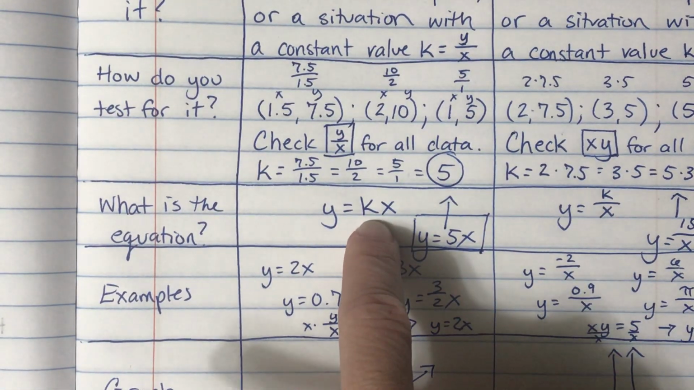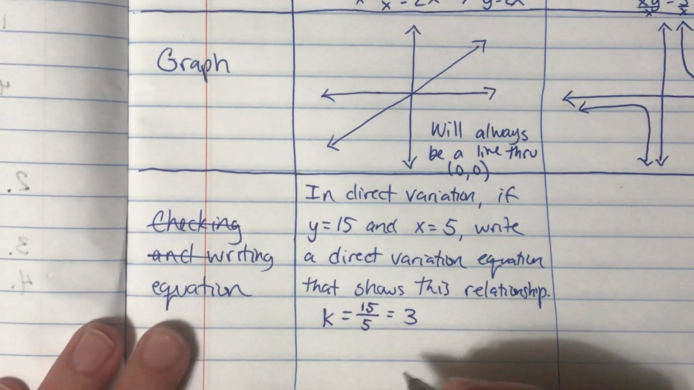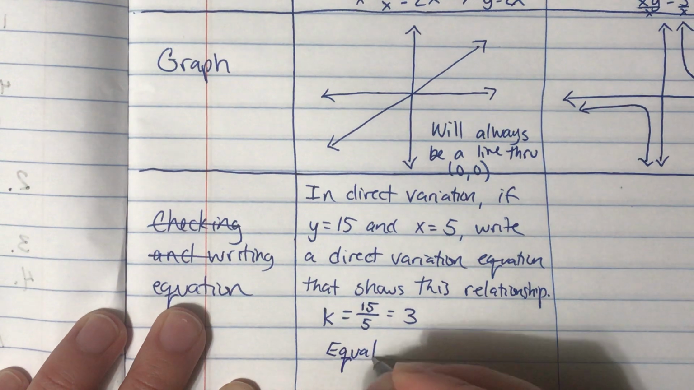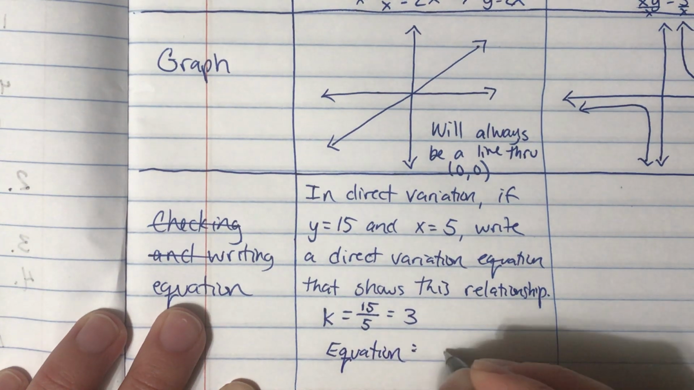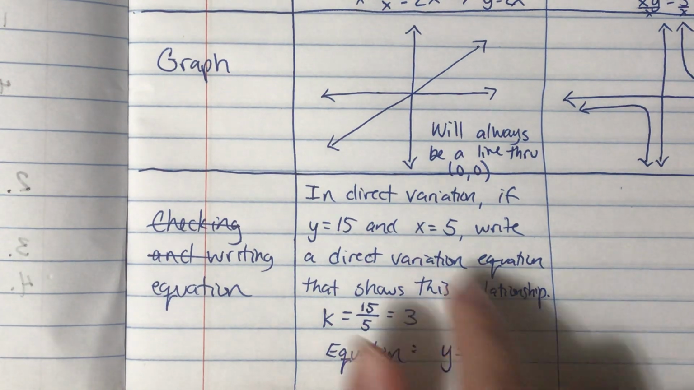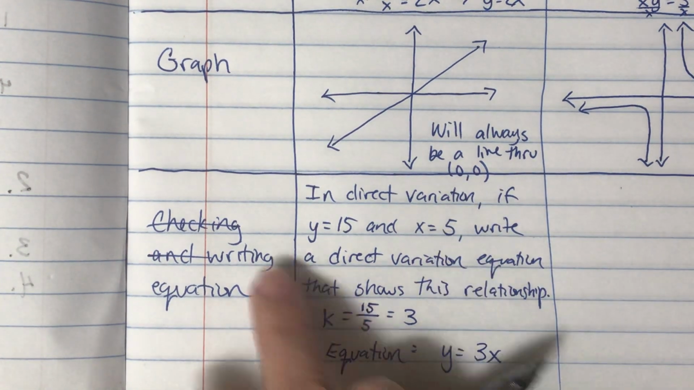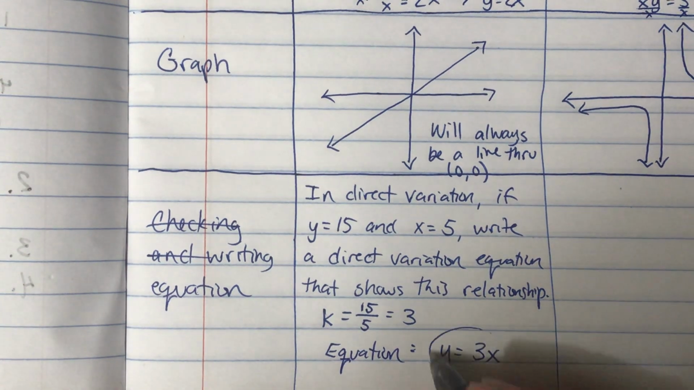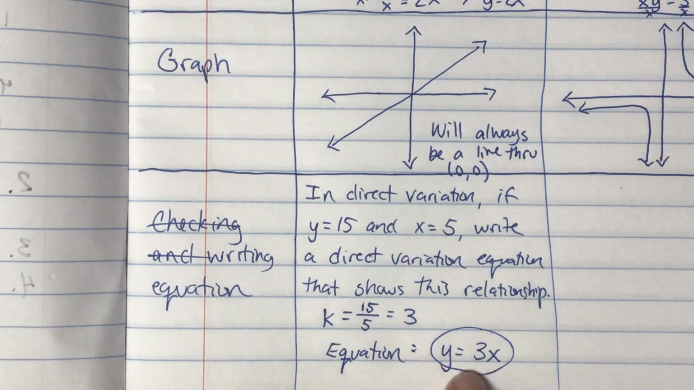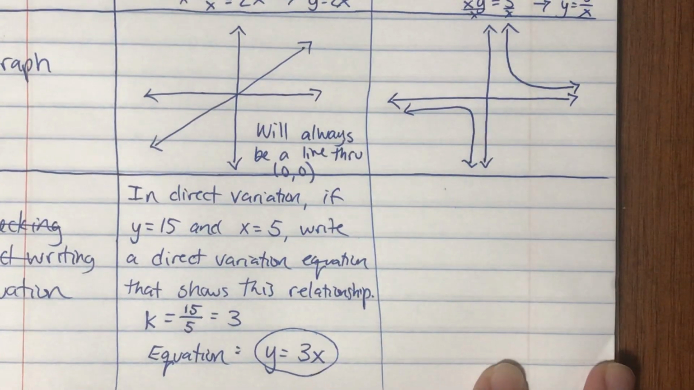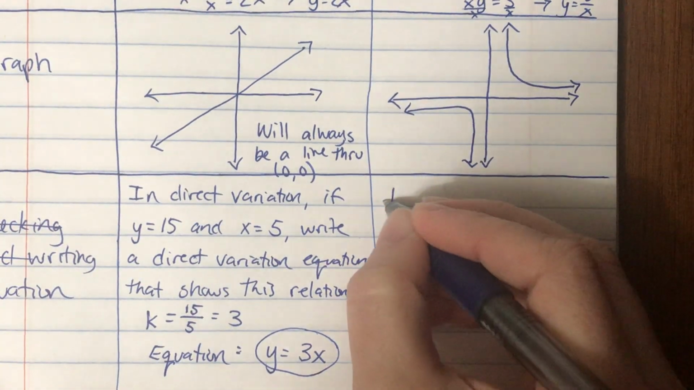Well, if our constant is 3, the equation, the relationship here, so my equation is y is equal to 3x. And that makes sense, right? If x is 5 and we multiply it by 3, we do get our y is equal to 15. And so that would be our equation. And that would be in the IXL assignment, that would be what you type in, y is equal to 3x. So we're going to do a similar one with inverse.